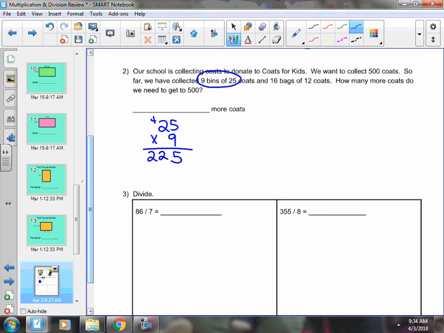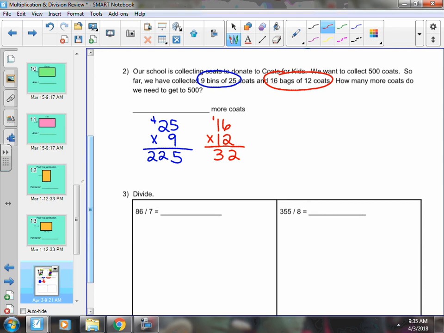The second step is to figure out how many coats this is. 16 bags, and there's 12 coats in each bag. So imagine 16 big bags, and there's 12 coats in each bag. How many coats is that? Well, let's figure it out. 16 times 12. 2 times 6 is 12. Carry the 1. 2 times 1 is 2, plus 1 more is 3.